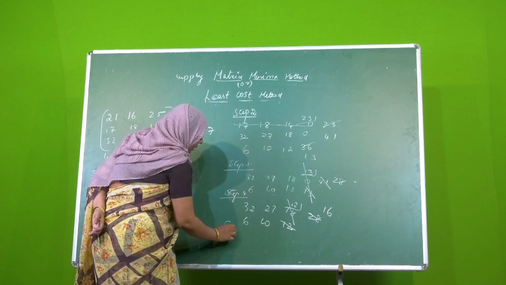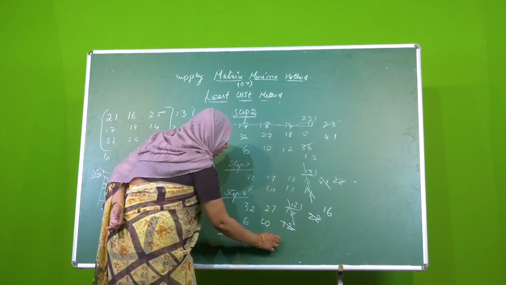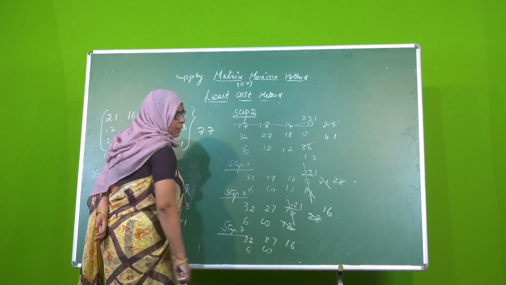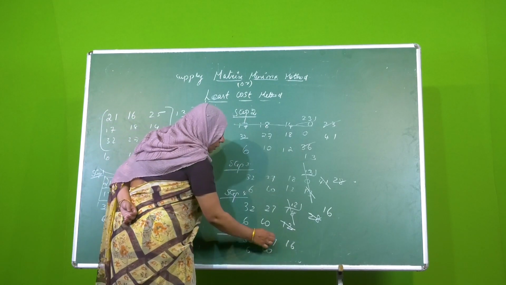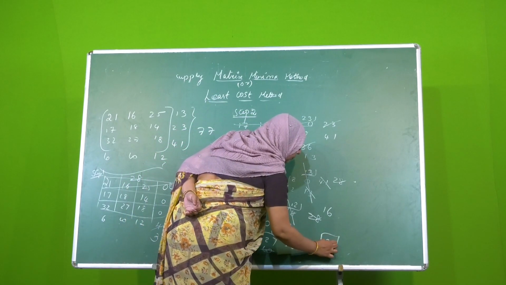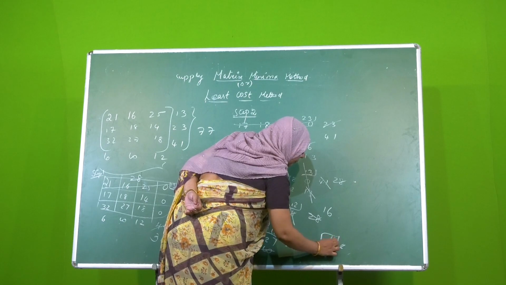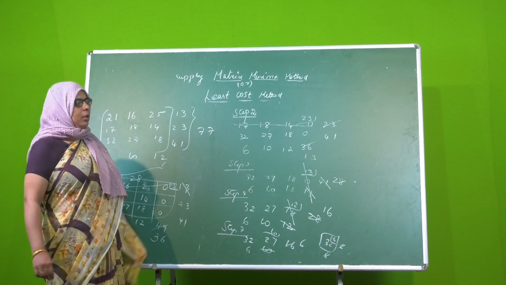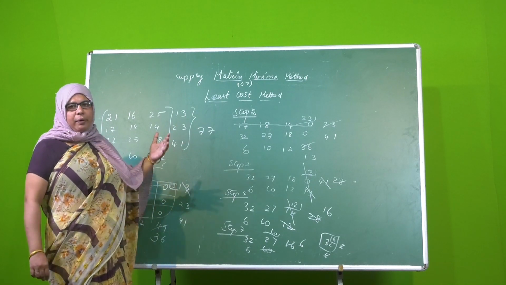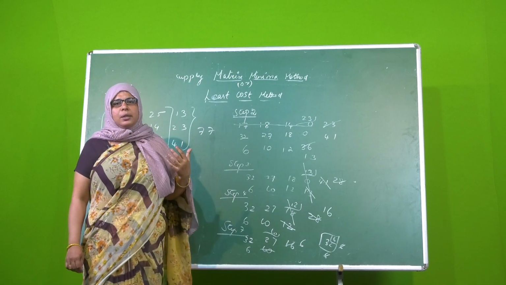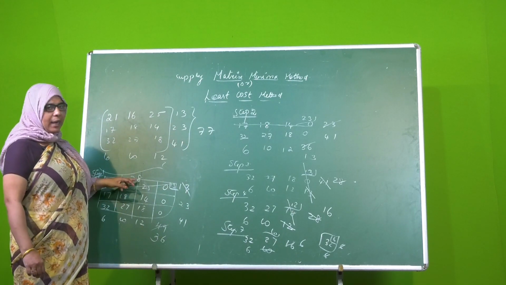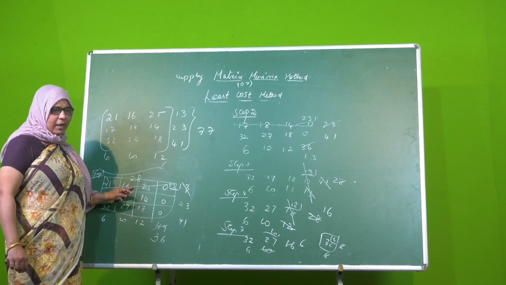In the next step, 32, 27, 6, 10, 16. So the minimum element is 27. So you have to allocate 10. Out of 16 we have 6 remaining, 6 is there. So what is the least cost initial basic feasible solution? As in our previous problem, we multiply the cell value and the allocated value.